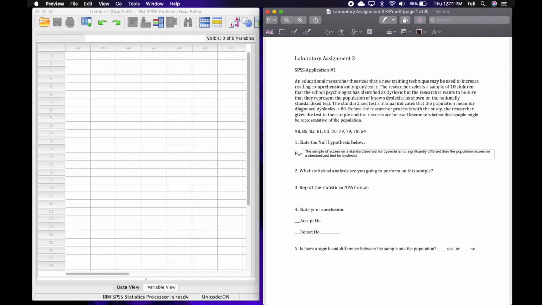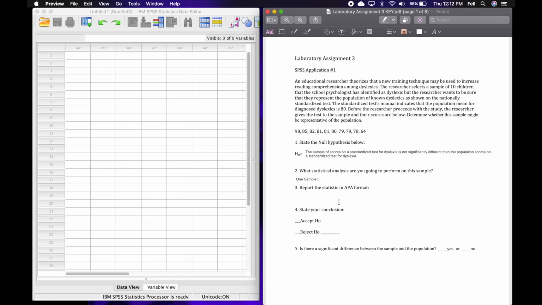So for number 2, we are going to state which statistical analysis we're going to perform. What we are going to do is a one sample T, and because I have one group, I also have interval data, and I'm testing the hypothesis of difference. Is there a difference between my sample and the population? So one sample T for number 2.